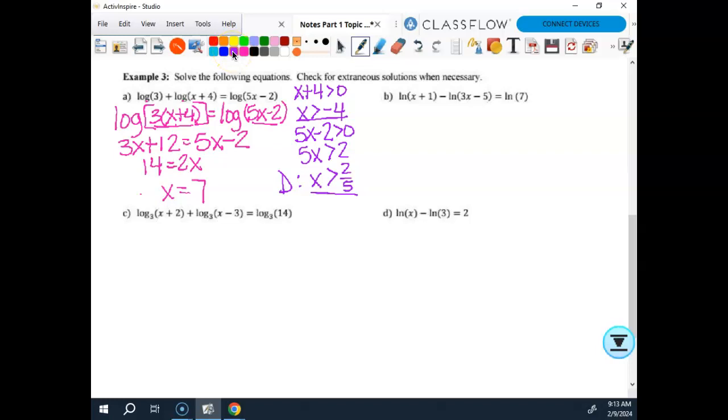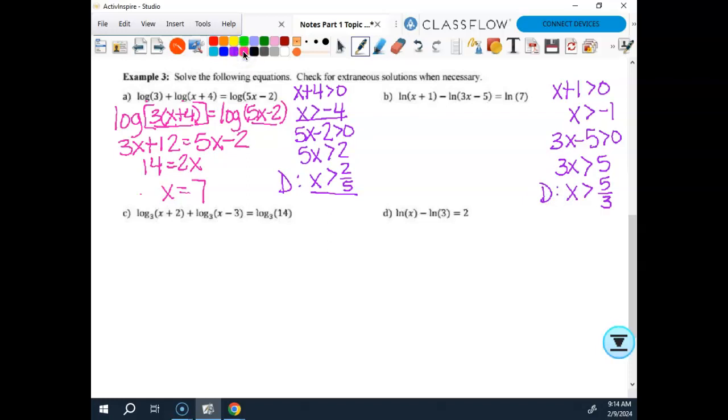For the domain, right? So x plus 1 has to be greater than 0. So x has to be greater than -1. And also 3x minus 5 has to be greater than 0. So 3x has to be greater than 5. x has to be greater than 5/3. So of those 2, which one wins out? The first or the second? The second. Kind of for the same reason.